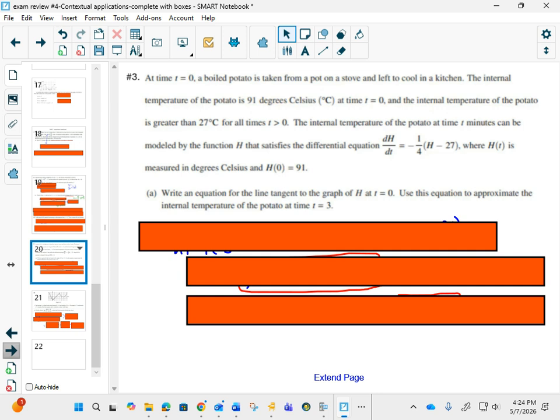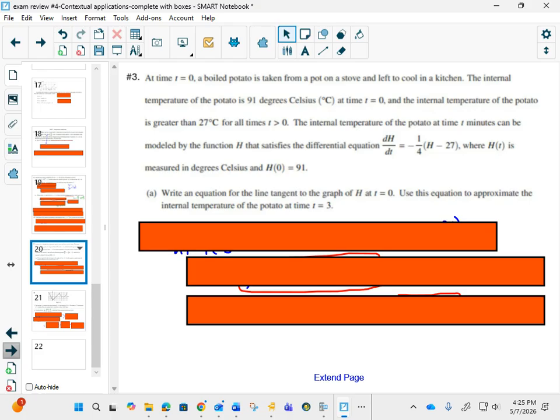The internal temperature of the potato is greater than 27 degrees for all times t greater than 0. And the internal temperature of the potato at time t minutes can be modeled by the function h, which they don't give us, but they give us the differential equation h prime of t equals -1/4 (h minus 27). This is nice of them to say h of 0 is 91 because they already told us that up here. It's just a repeat. Write an equation for the line tangent.